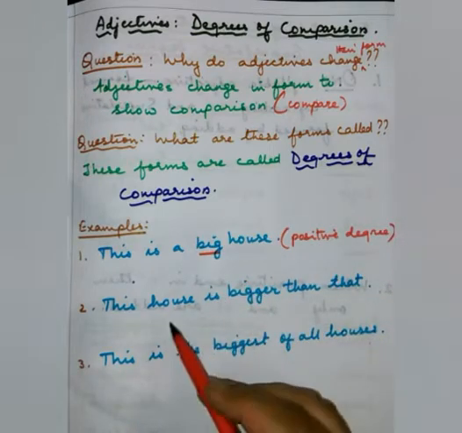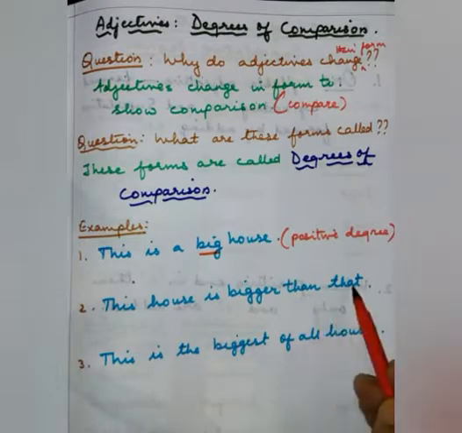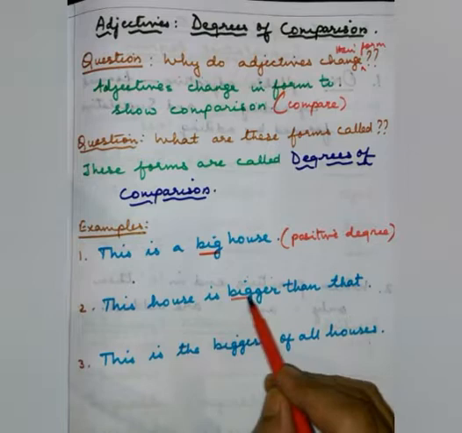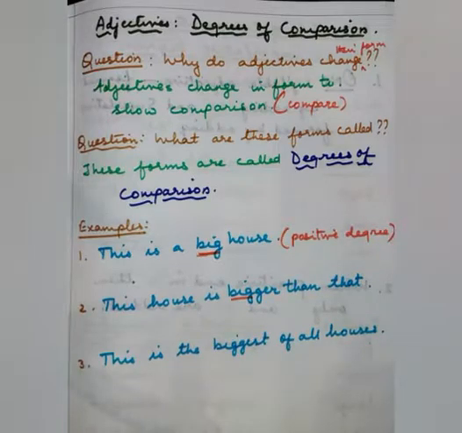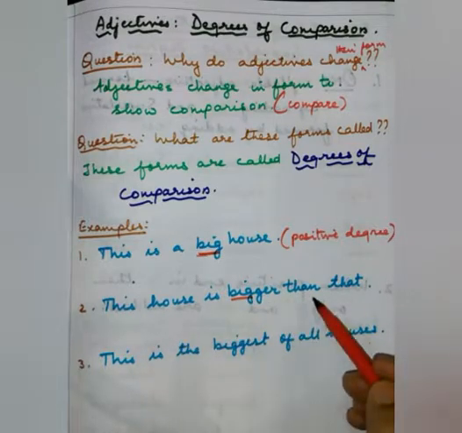Coming to the next sentence, next example: this house is bigger than that. Now this big is a mother word. Big is the mother word, the most important word, out of which we have other words forming. Big becomes bigger, and here it becomes biggest. So this house is bigger than that.